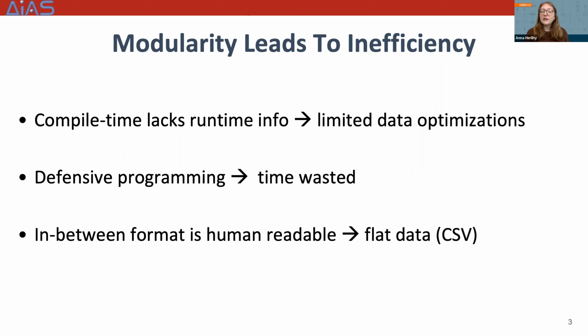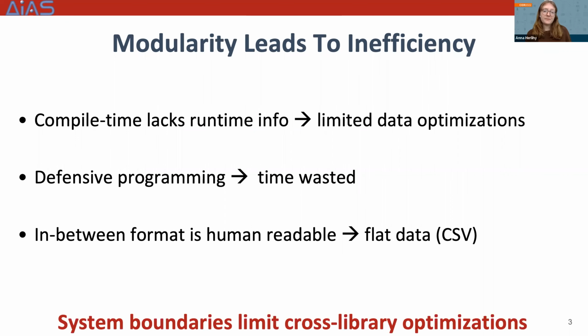An additional factor is the de facto standard for human readable formats between systems. What you end up with is a flat format like CSV or JSON, which can be very wasteful if the next library in your pipeline just immediately unparses the data. So we end up with a technological landscape where there are very strong boundaries between systems. And this modularity, which is great for development, leads to inefficiency.